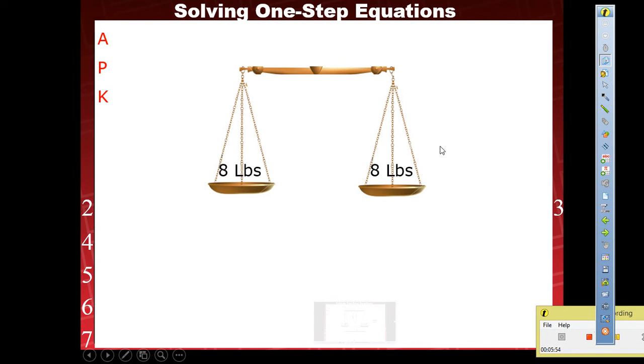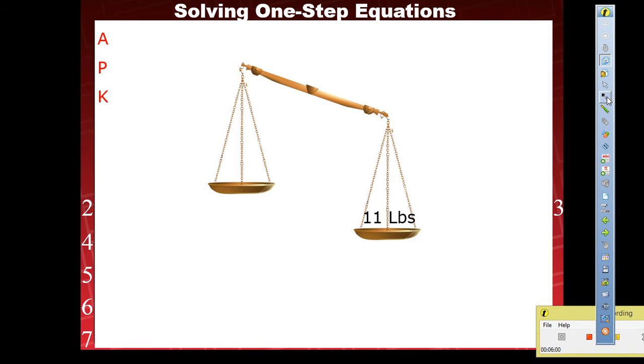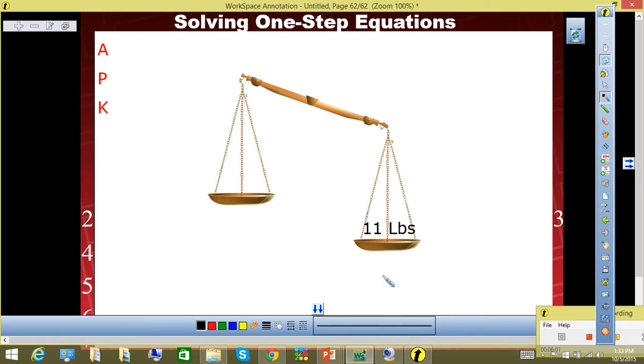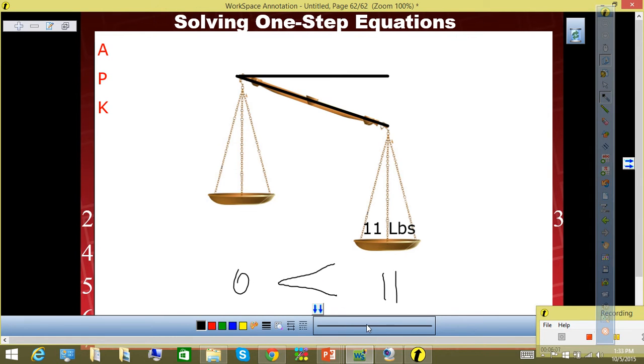Watch. Let's clear this. I'm going to add weight to this side. That's 11. So on this side I have 11 pounds. What is on this side right now? Nothing. So it's 0. So let's see. What was the original bar? It was about right here. And where is it now? You guys see it? And that becomes a what? Inequality. Do you guys see that? So that's where we get the idea of equations and inequalities.